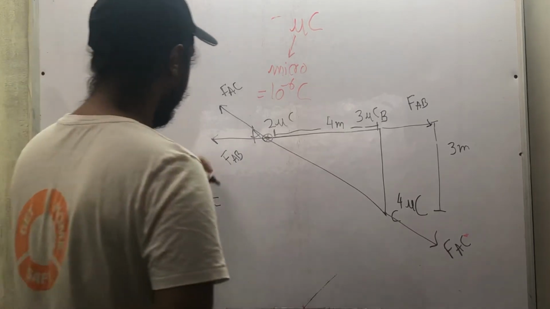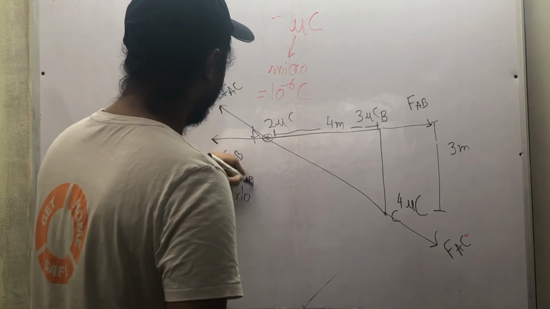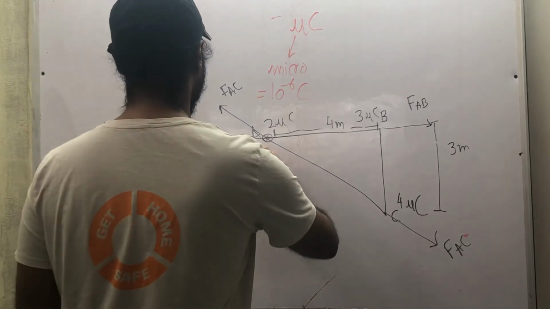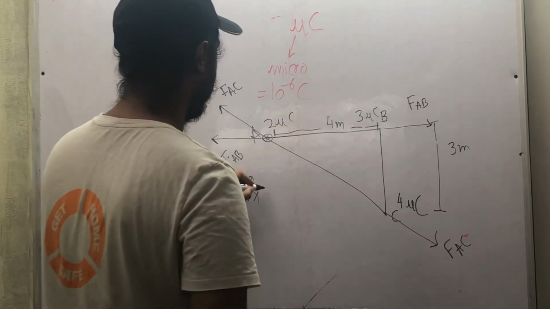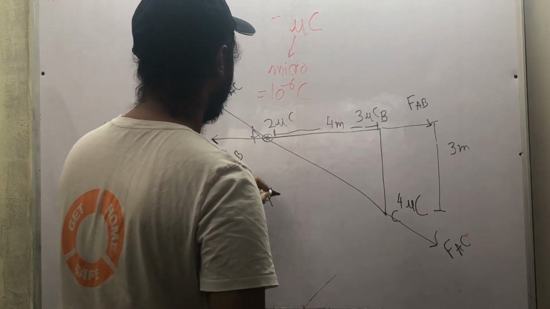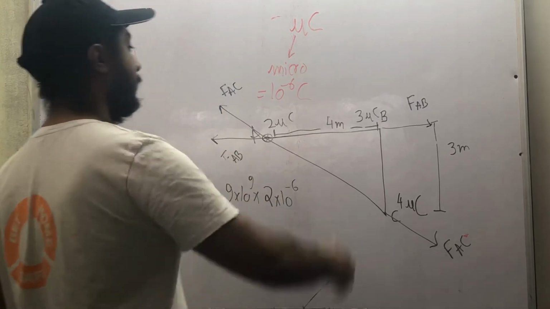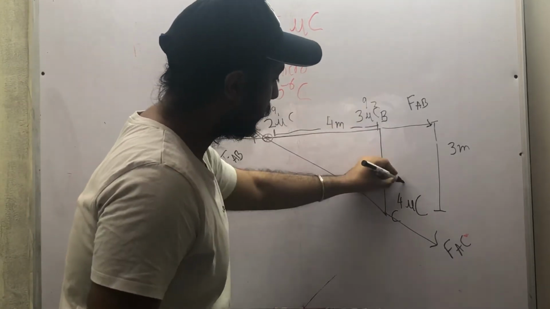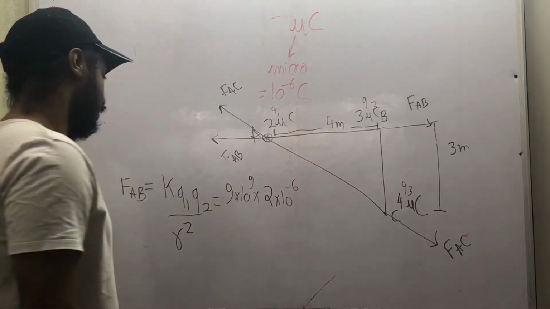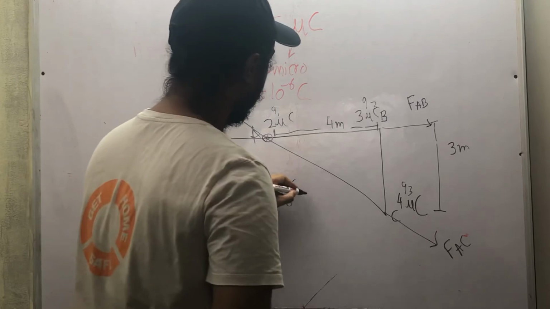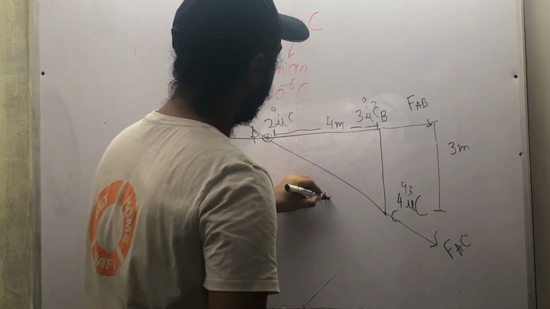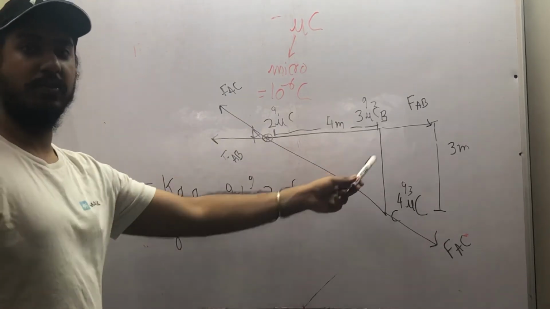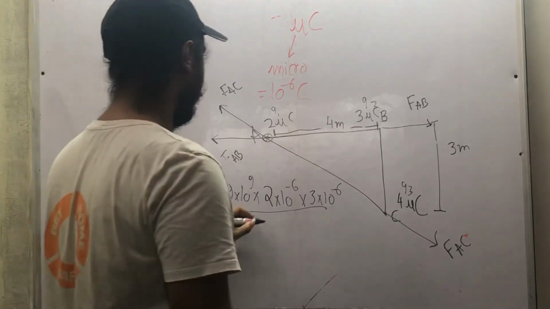What is the value of K? 9 into 10 raised to the power 9. And Q1 is how much? Q1 I will say is 2 microcoulomb, so it will be 2 into 10 raised to the power minus 6. I will name them: this is Q1, this is Q2, and this is Q3. So 2 into 10 raised to minus 6 into 3 into 10 raised to the power minus 6 upon R square. R is the distance between the two charges, and R is 4 meter. So 4 square.